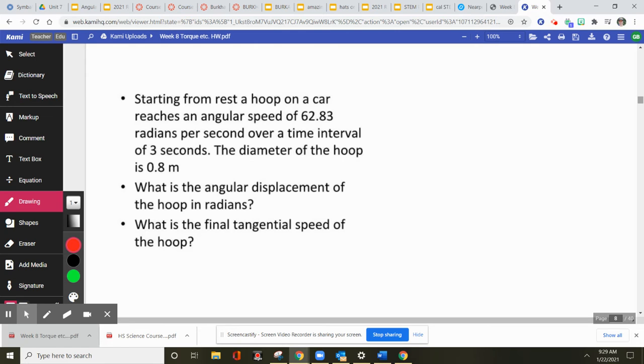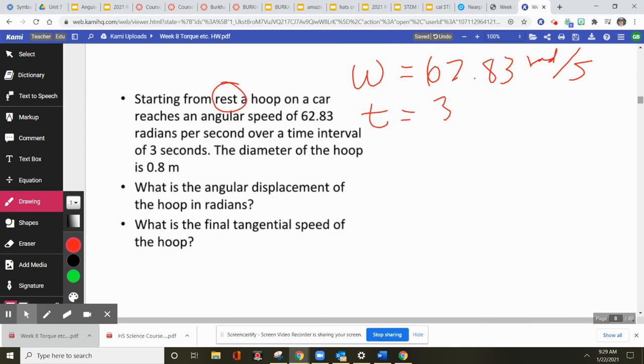Angular speed is 62.83 radians per second. And the time is equal to 3. We reach this angular speed from rest, okay, so that's the final speed. Final speed is that, initial speed is 0. And we want to know the angular displacement. We want to know theta.